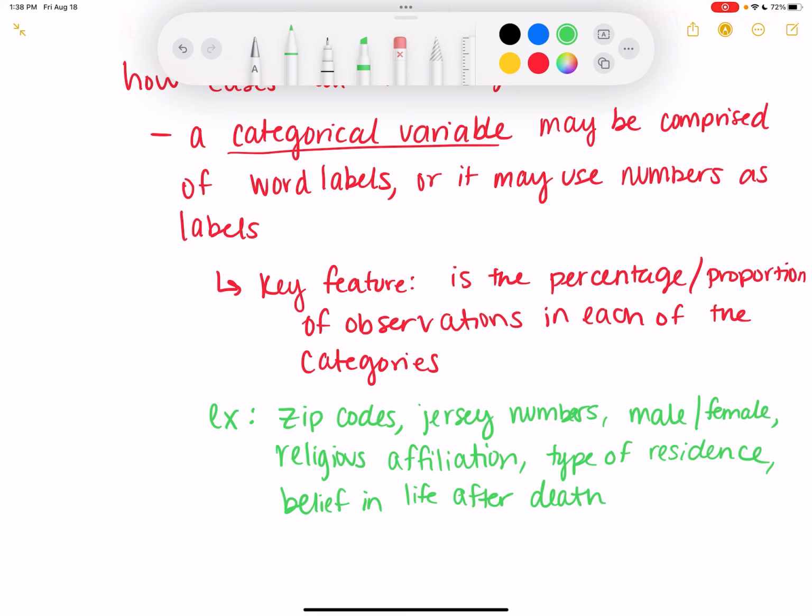Okay. All right, so that's categorical. Obviously, there's going to be others. That's just a few examples of it. So as we go through and do examples, you'll see more of what that looks like.